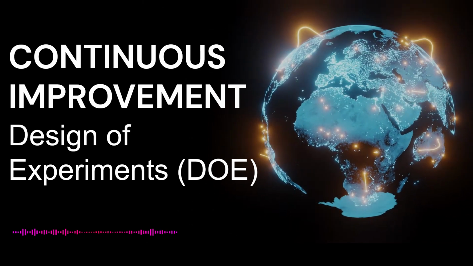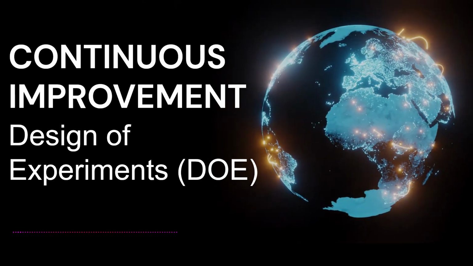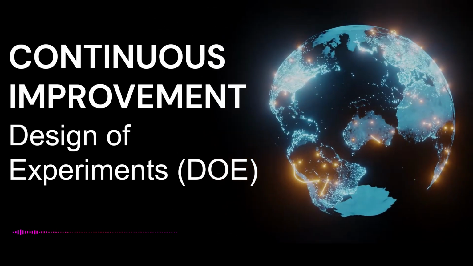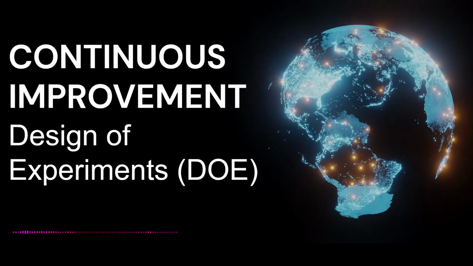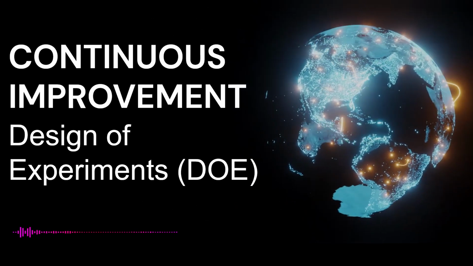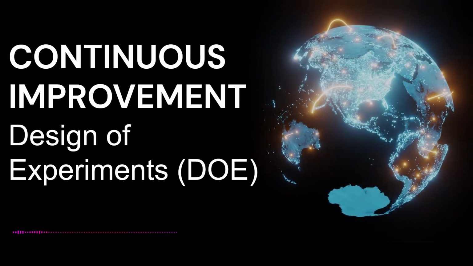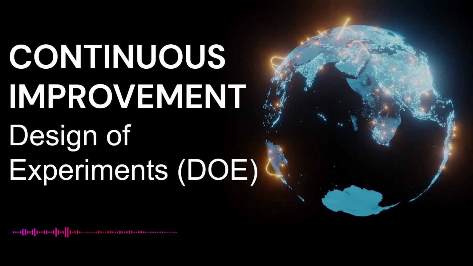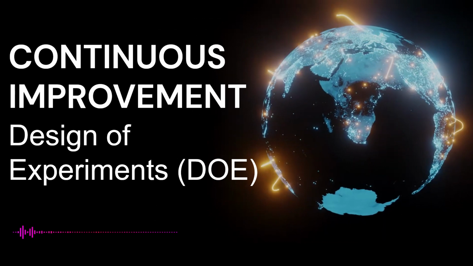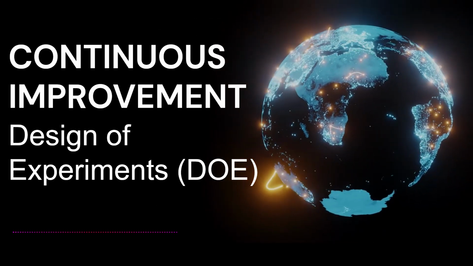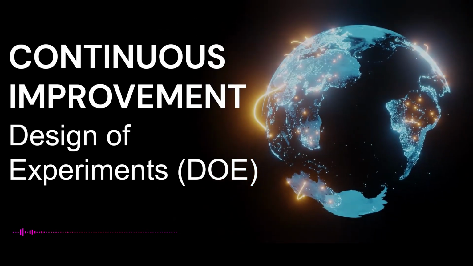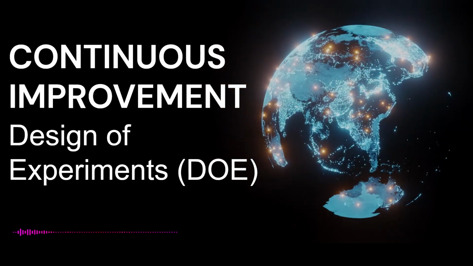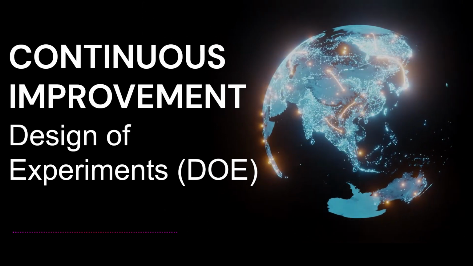So, what exactly is design of experiments? Well, simply put, DOE is a structured, systematic method for determining the relationships between factors affecting a process and the output of that process. It helps identify which variables impact a certain outcome, how they interact, and what the optimal settings are to achieve the best results. But enough with the textbook definition. Let's take a step back and look at practical examples to see DOE in action.